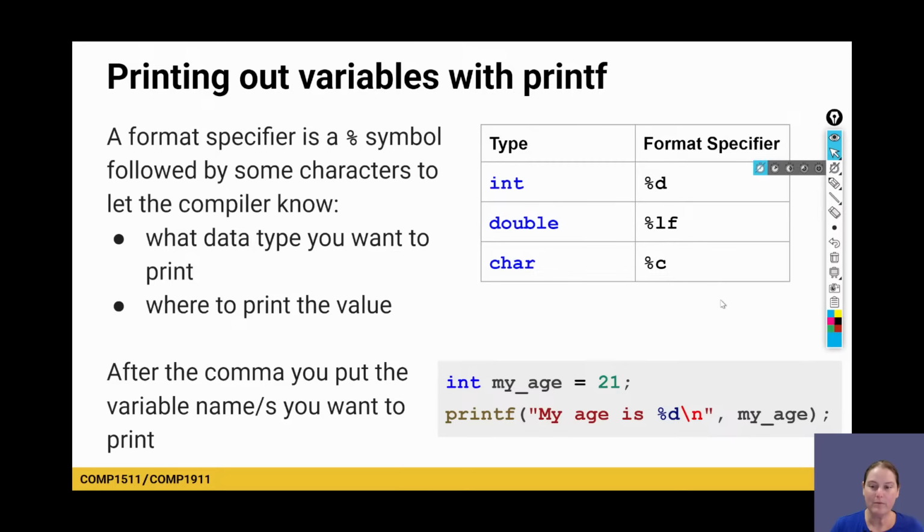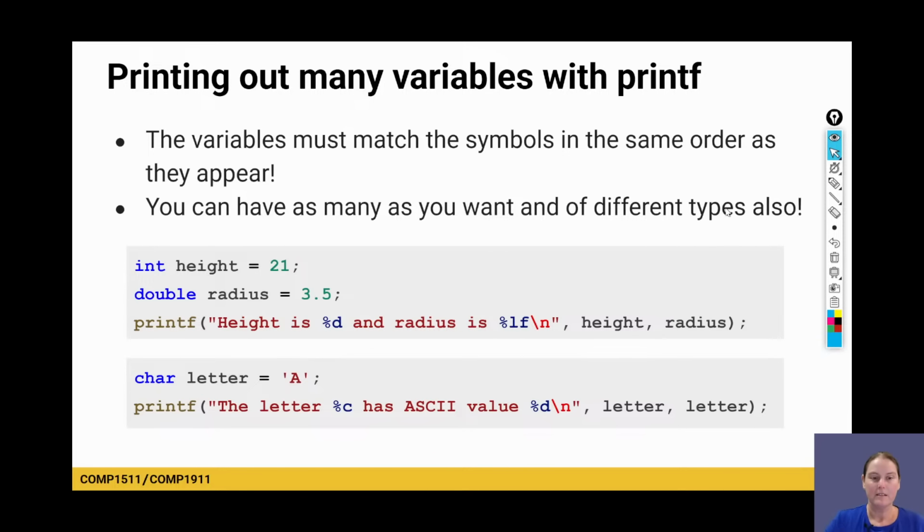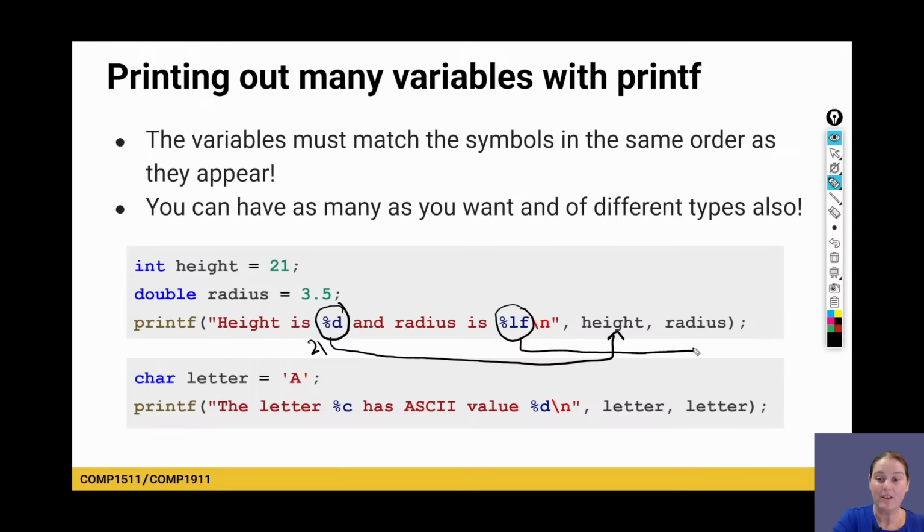Here's some more examples. So here I'm printing out height is, and then I'm printing out an integer, and the integer should be listed over here, and there's an integer variable called height. So this is going to print height is 21 and radius is, well, we've got %lf. We go to the next variable, that's a double, it's going to print out 3.5.